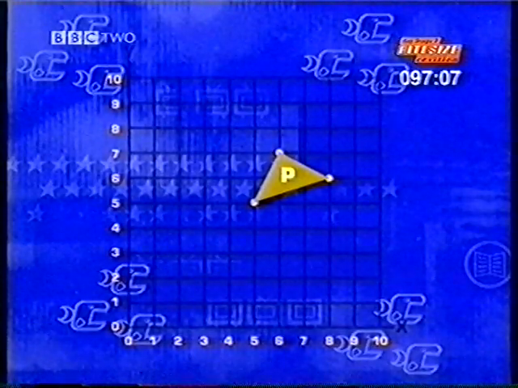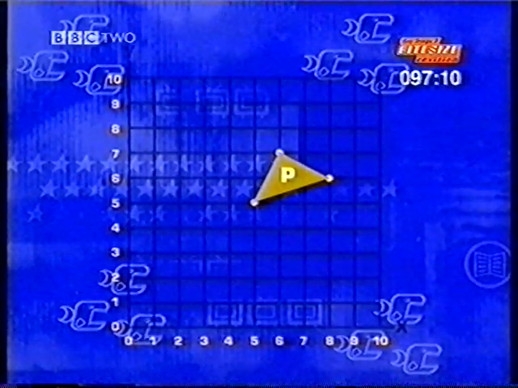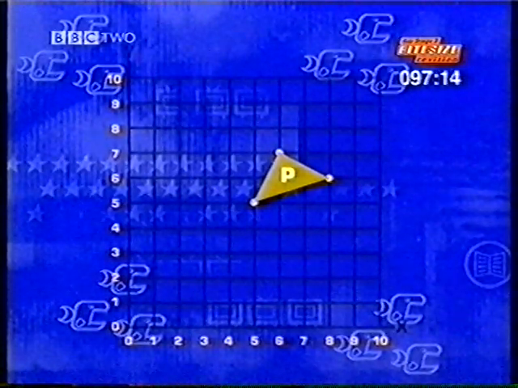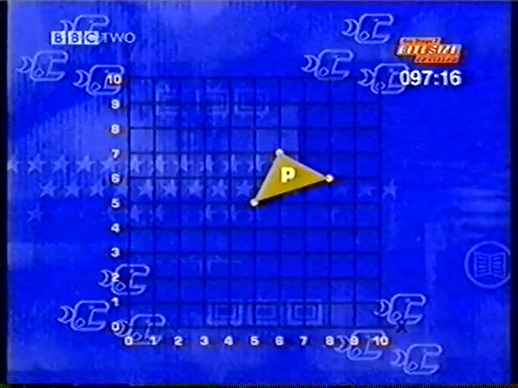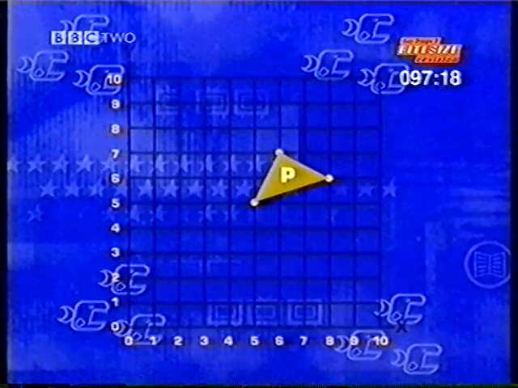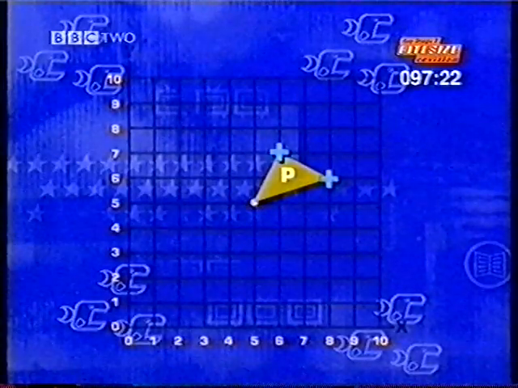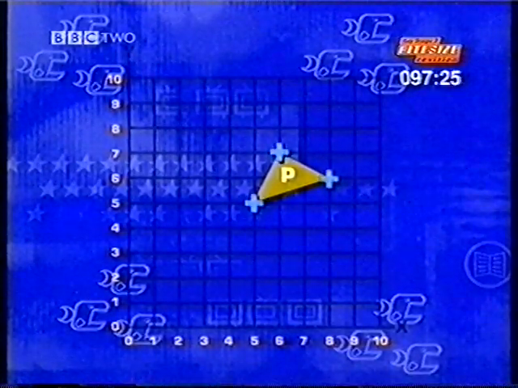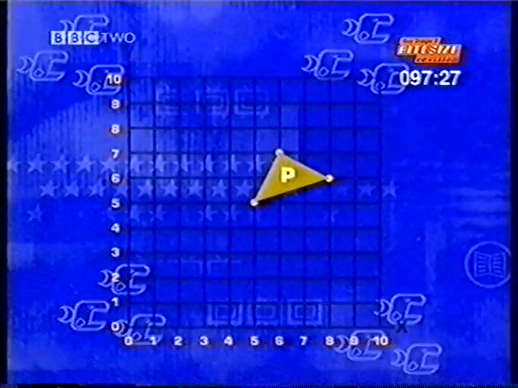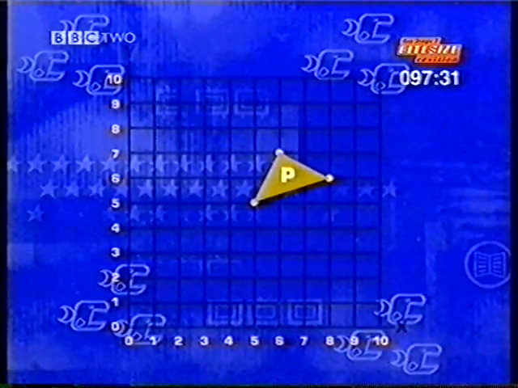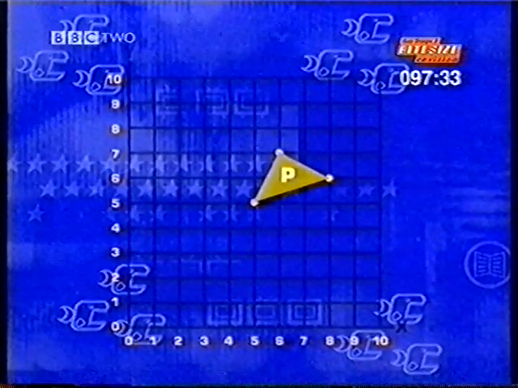Often when using graph paper, we refer to the vertices or corners of a shape and give the corners coordinates to make them easier to locate. So this triangle P has 3 corners or vertices with coordinates 5, 5, 6, 7 and 8, 6. A translation must have the same shape, size and orientation, which means that it stays the same way up.